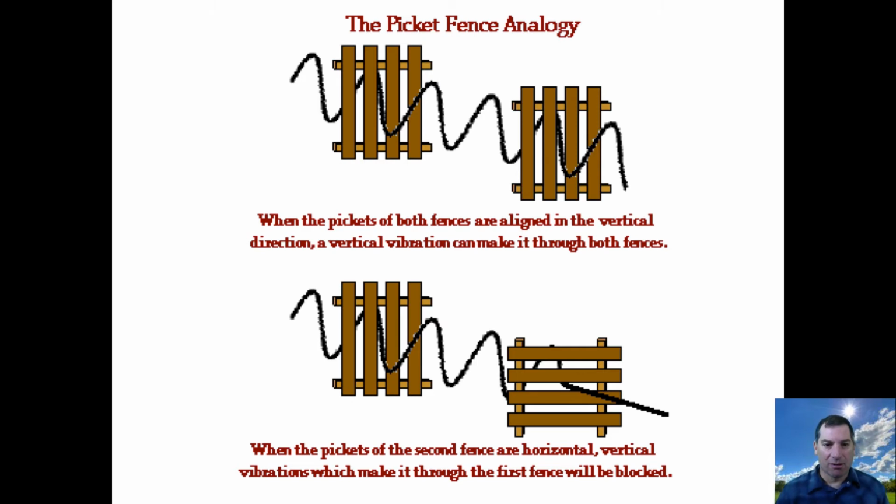So the picket fence shows that when the pickets of the fences are aligned vertically, the vibration can make it through the fences. But when you turn one of the fences horizontally, then the wave gets stuck and you can't come through, and that's when it goes dark. So I've been able to show this in class, so maybe if we come back I'll show it to you.